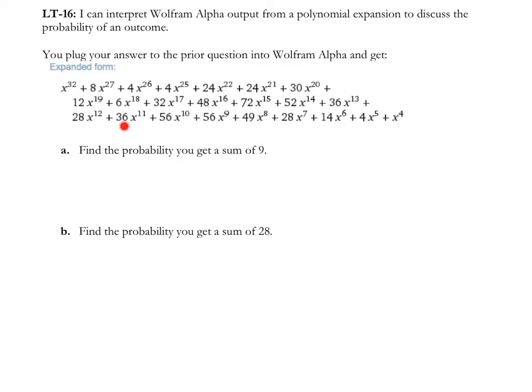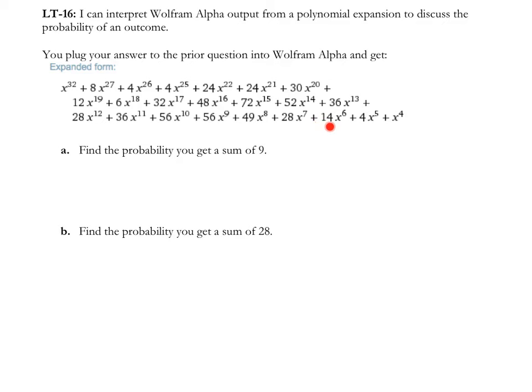The coefficients, or the numbers out in front, tell you how many different ways you can get each sum. So for example, there are 56 different ways of getting a sum of 10 from spinning that spinner 4 times and adding the results.